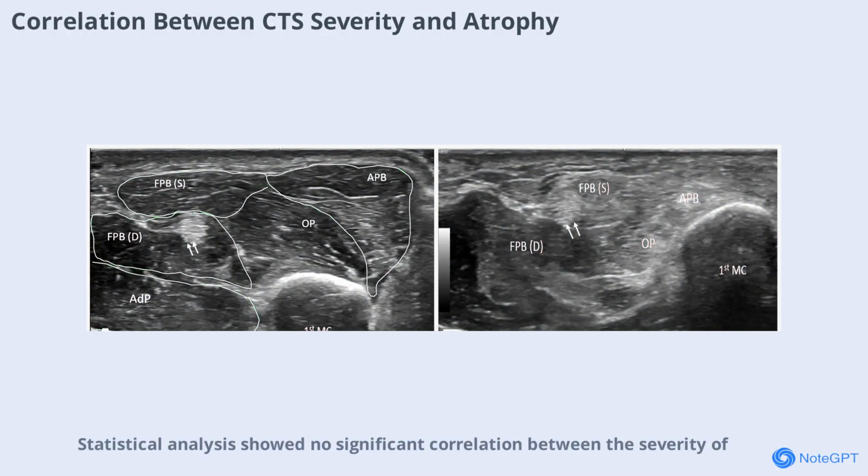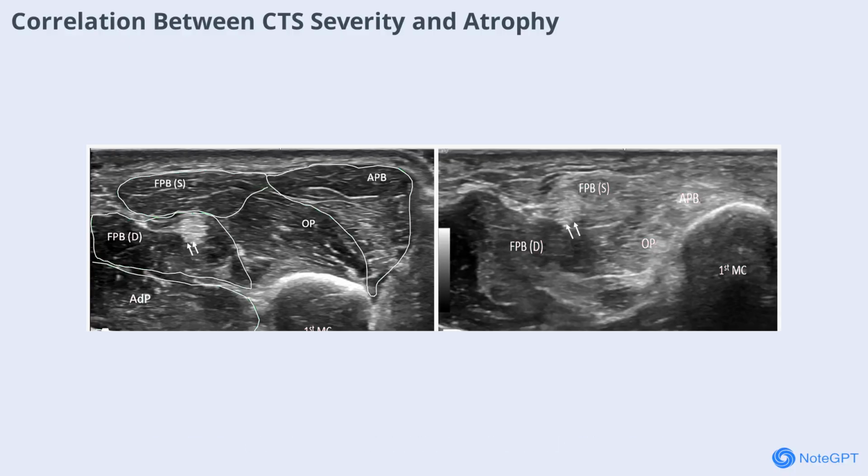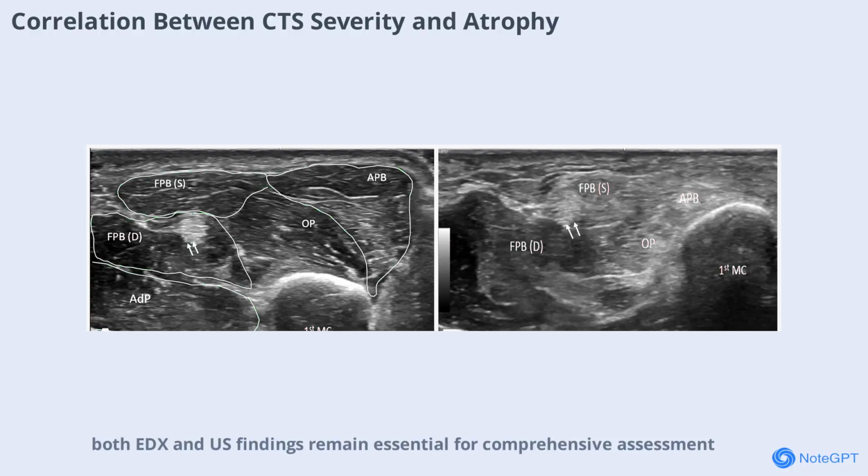Statistical analysis showed no significant correlation between the severity of carpal tunnel syndrome and the Heckmatt score in this cohort. This may be due to the overwhelming majority of patients presenting with severe CTS. Nonetheless, both EDX and US findings remain essential for comprehensive assessment.